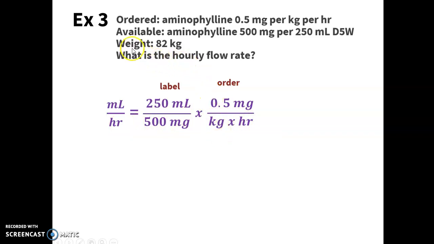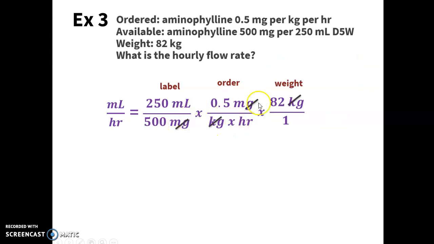Well, they did tell us our patient weighs 82 kilograms. So let's stick that over here for our weight. We're going to do 82 kilograms. Now there's nothing to pair that with, so let's just put it over a 1 just to keep it in fraction format. 82 divided by 1 is still 82. Okay, we're not changing a number there. So I think that might be everything.